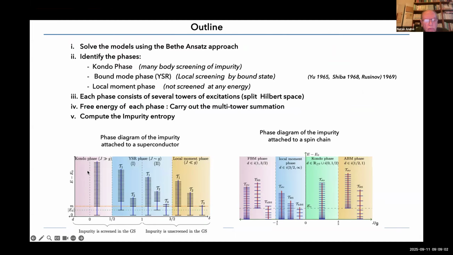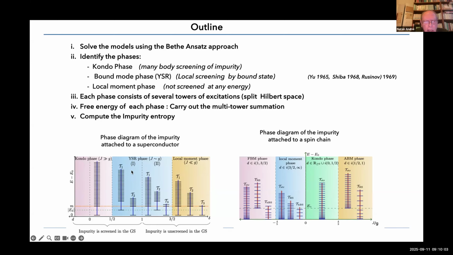Here we have the Kondo phase, which takes place when the Kondo coupling J dominates the superconducting coupling. We'll see that in this case, the impurity is screened by a many-body cloud, and all the excitations are built on one ground state, so we have just one tower of excitations. As we increase the strength of the superconducting coupling, and J is now of the same order as G, we come to the bound state phase, or the YSR phase. J is of order G, and in this case, the impurity will be locally screened by a bound state that forms at the edge of the impurity.